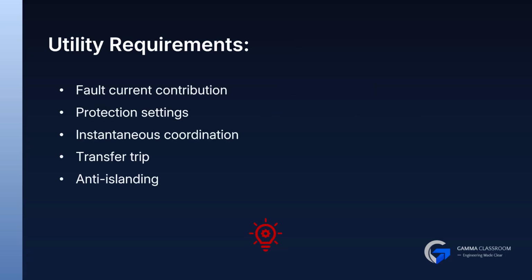Utilities have their own protection requirements. They define fault current levels, breaker settings, instantaneous coordination, and transfer trip requirements. Anti-islanding protection must always be included. Utility approval is mandatory.